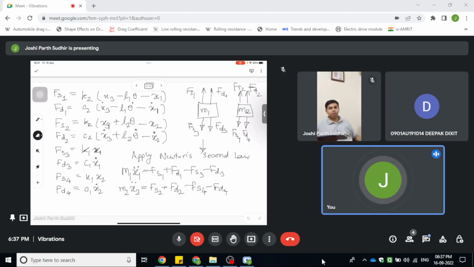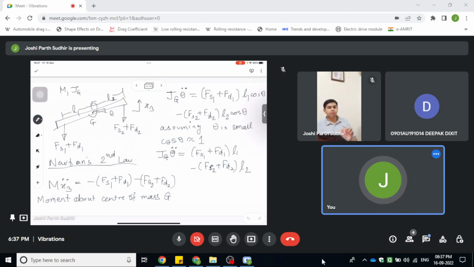So basically I have tried to derive the equation of motion, and here I have shown the expressions for all the spring and damper forces, and we will basically combine all of them together in the final equation of motion.